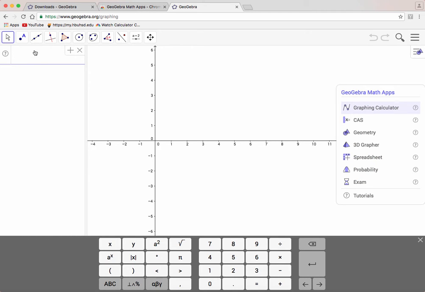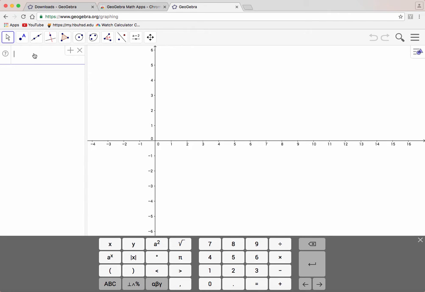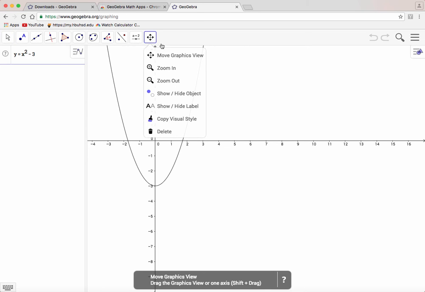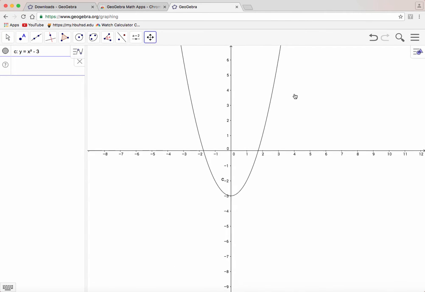The first thing you're going to do is find the input bar, which is right over here, and type in the equation for the first problem, which was y equals x squared minus 3. We use the little caret for the exponent. And we see the graph here. If you want to move this graph around, you can click on this little axis symbol and move it so you can see a little better. Okay, so we get that in there.